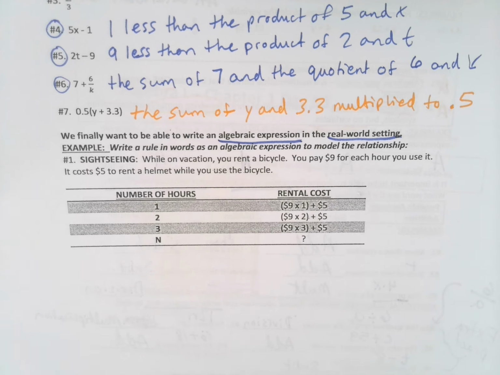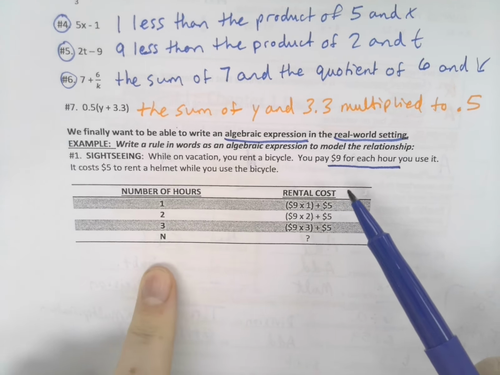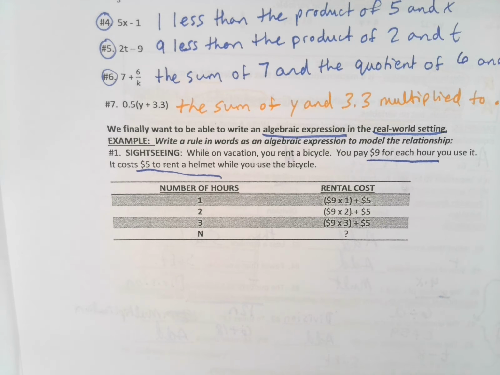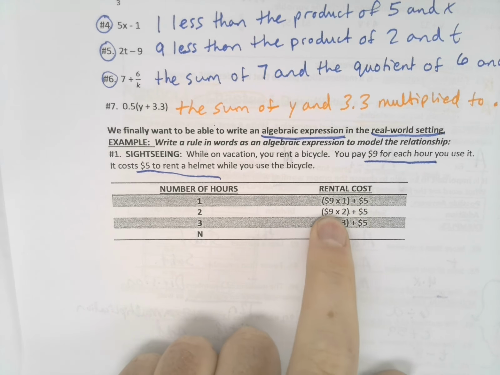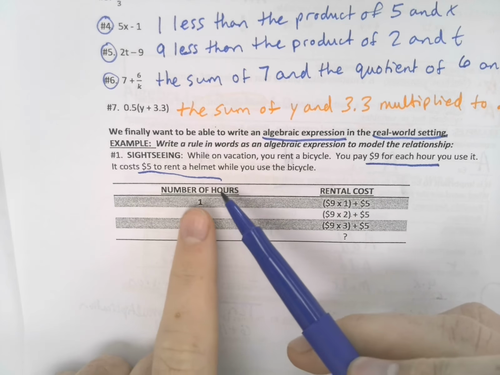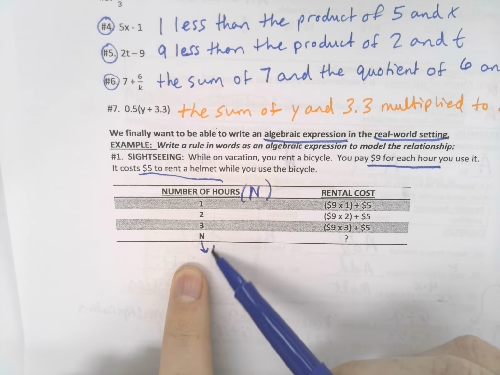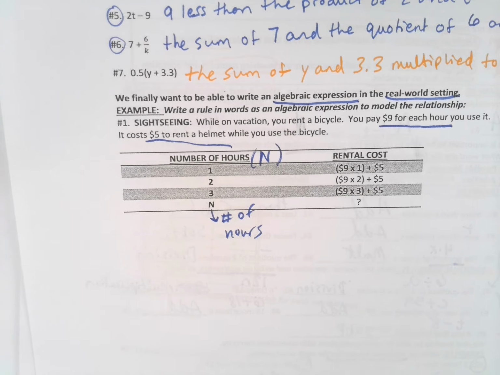So we can see that we are paying $9 for each hour we use this bike, along with that one-time $5 rent-a-helmet cost. I've got a feeling some of you guys have already started to see the pattern here. 9 times 1 plus 5, 9 times 2 plus 5, 9 times 3 plus 5, because we need to multiply $9 times the number of hours, which is n. So if this is the number of hours we're renting this bike, what could be an expression we could write that could represent any number of hours that we rent this bike?